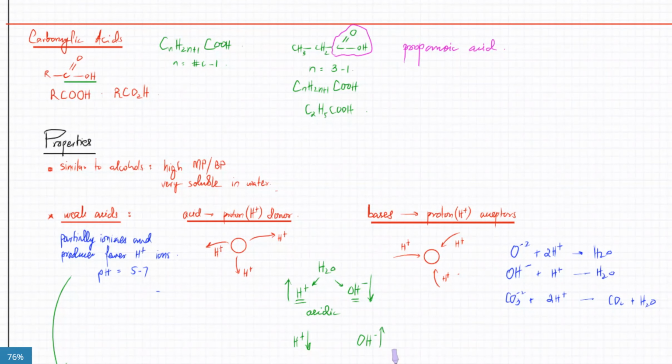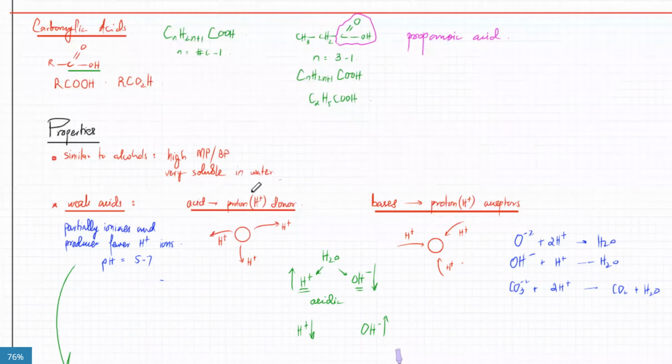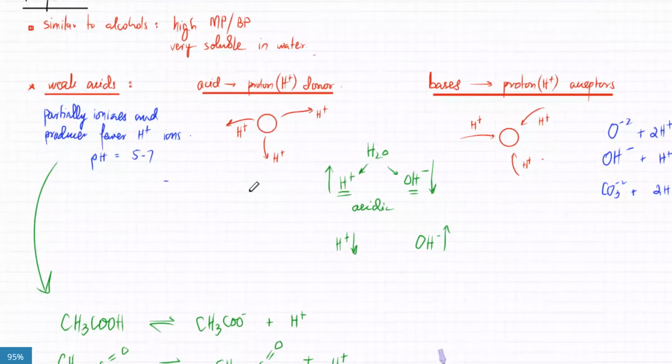Achha, so what we did last time was that we talked about acids, carboxylic acid, C double bond O, OH. और फिर उसके बाद पढ़ा था कि anything that has this is a carboxylic acid. The properties were similar to alcohols. They had high melting and boiling points, and they were very, very soluble in water. ठीक है? और plus, more importantly, they were weak acids.